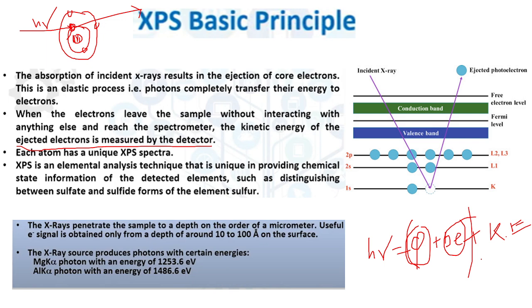Now, when will the binding energy change? If the effective nuclear charge changes, because the binding energy is basically the electrostatic attraction between the proton and the electron. We know that with increasing oxidation state, the effective nuclear charge will increase, and obviously then the binding energy will increase.